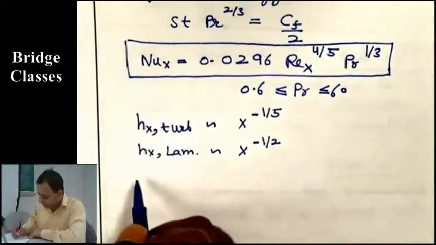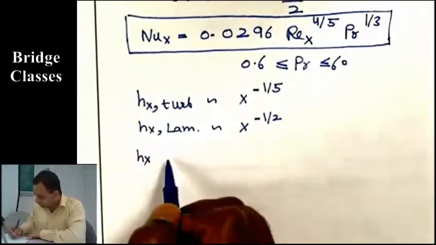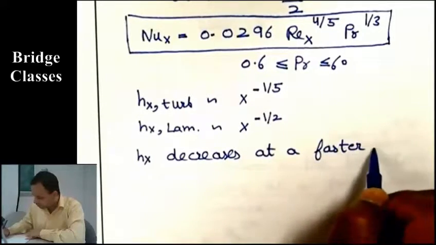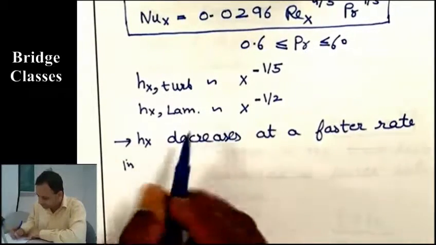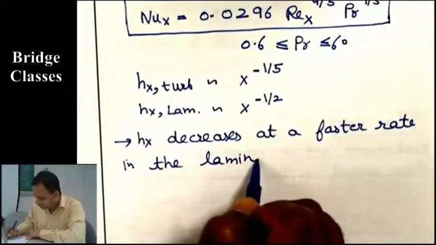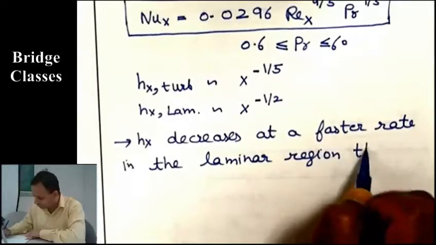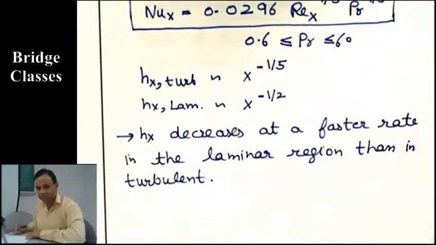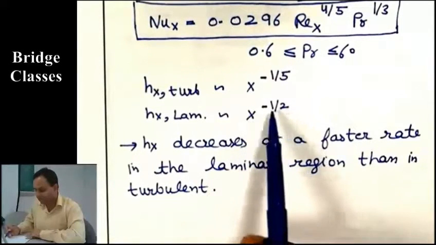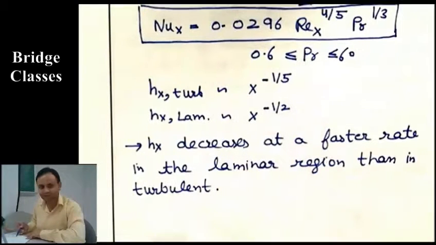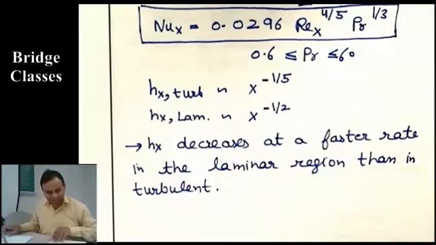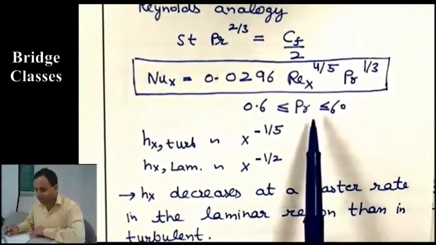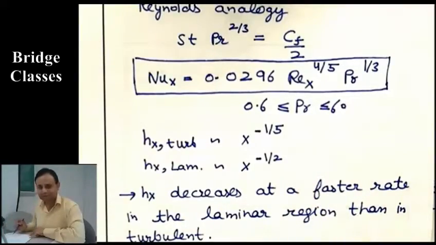Okay. So again, you can say that hx decreases at a faster rate in the laminar region than in turbulent. Because in the laminar region, it decreases with x to negative 1/2, which is a faster rate than x to negative 1/5. Okay. So that's the idea. So see, in this case, to get this Nusselt number, we used the Reynolds analogy, which is an analogy between momentum and heat transfer.